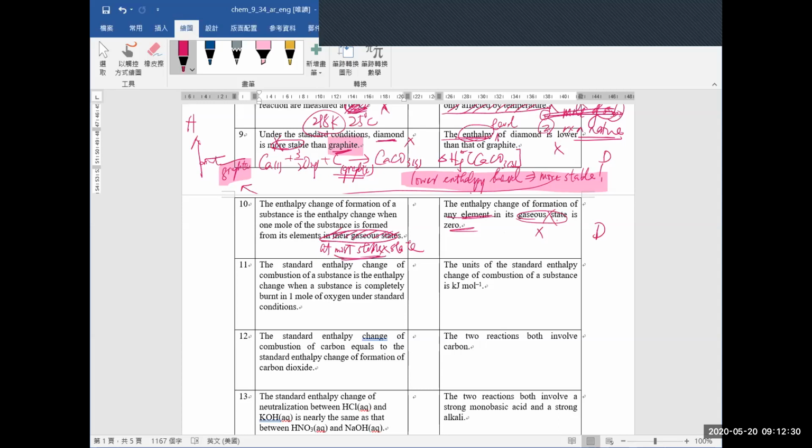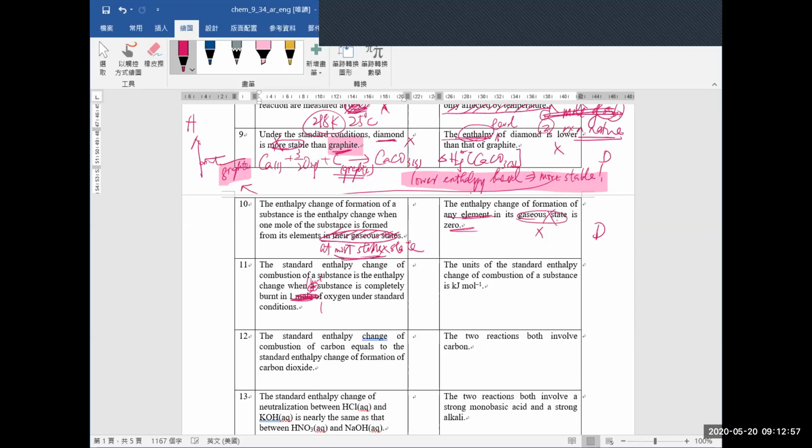Question 11. The standard enthalpy change of combustion of a substance is the enthalpy change when 1 mole of a substance is completely burned in oxygen under standard conditions. The unit for this term is kilojoule per mole. Yes, it is 1 mole of the substance completely burned in oxygen.